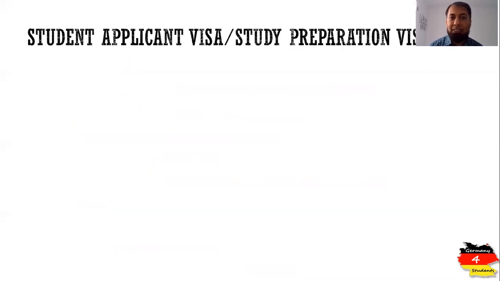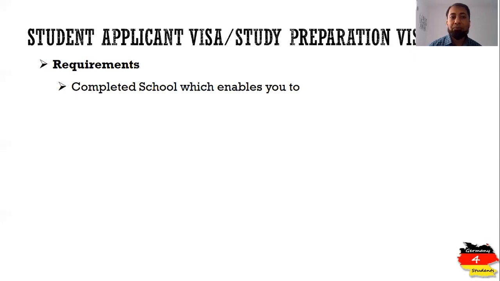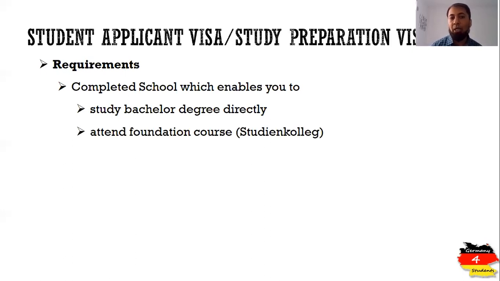So now let's talk about the second type of visa, which is student applicant visa or study preparation visa. First, we see the requirements. The requirement for getting student applicant visa is that you must have completed a school curriculum of your own country, and this school curriculum should enable you to study either bachelor degree directly, or it should allow you to attend the foundation course, which is also called Studienkolleg.